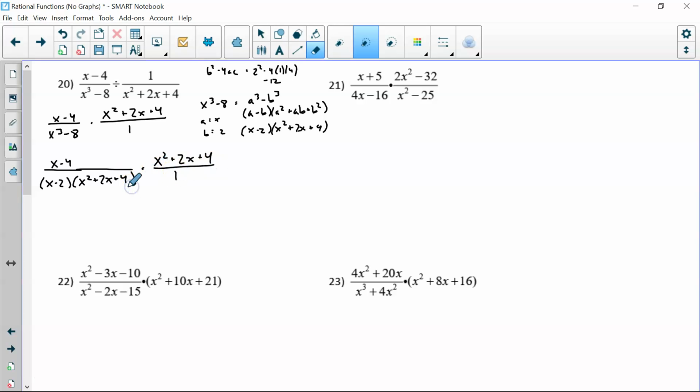And now, looking at what's on the top and on the bottom, here we can see the quadratics cancel. So we're left with (x - 4) over (x - 2), and that's as far as we can go.